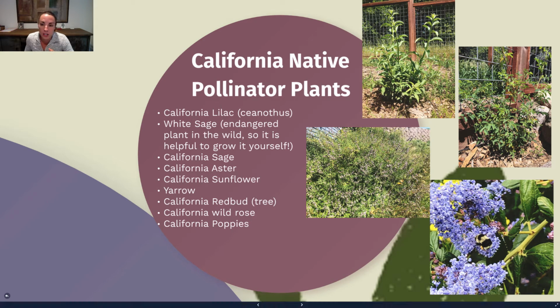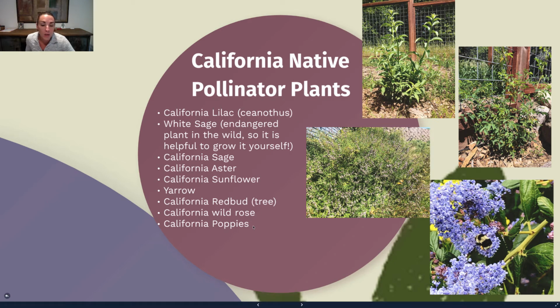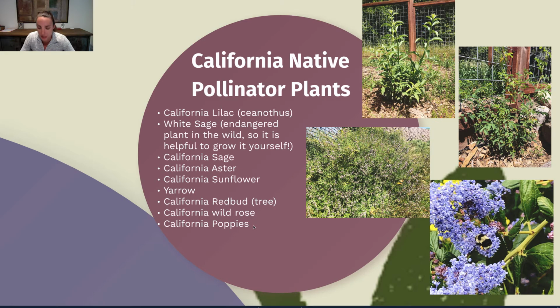California sage is another one. It's in the same family. They're both sages, but this is California sage, and I'll zoom in on that. California asters are great. California sunflowers are great. Yarrow is a wonderful plant, and I'll actually talk about that more in the medicinal plants, but yarrow is native to California. The California redbud tree, it can grow quite large over time, so it's considered a tree, but it has these beautiful blooms that the bees just go nuts for. California wild rose and California poppies are wonderful pollinator plants.